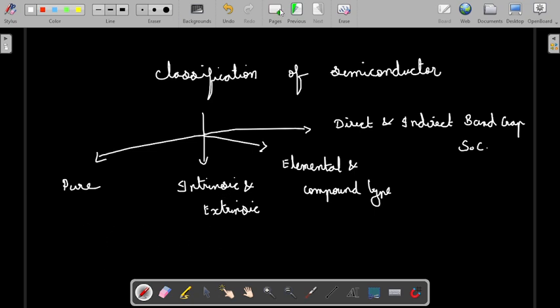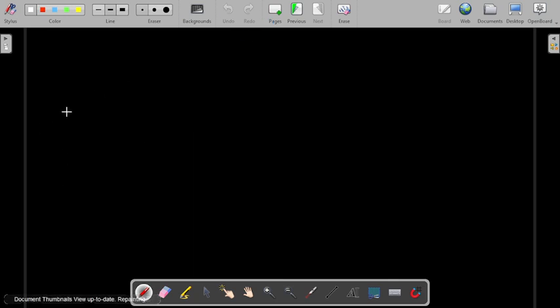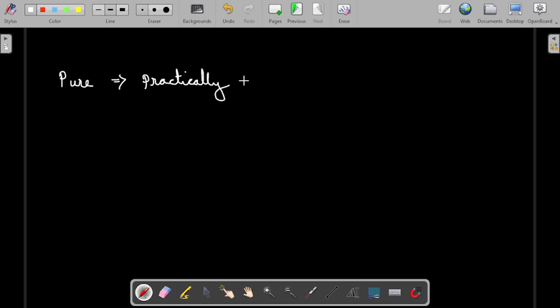In this class, let's start with the pure. Pure is basically a semiconductor which we can't practically get. Practically we can't find it, because everything in this world has impurity; that ideal thing is not there, right? Similarly, a pure semiconductor is practically difficult to find.